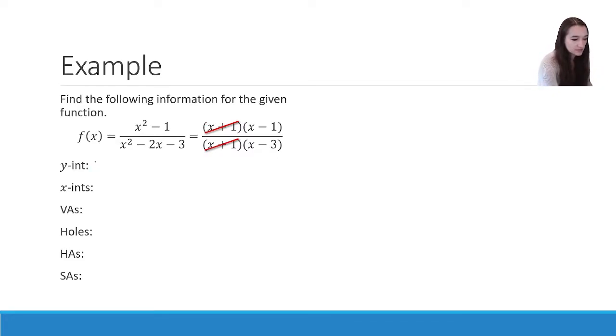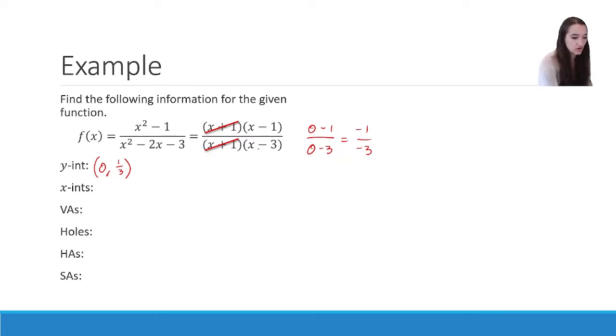Our y-intercept is going to occur when I plug 0 into the function. I can plug 0 into the version where I have the canceled out stuff because it should work out the same way. So 0 minus 1 over 0 minus 3 is going to equal negative 1 over negative 3, so 1/3. We get this y-intercept at 0, 1/3.